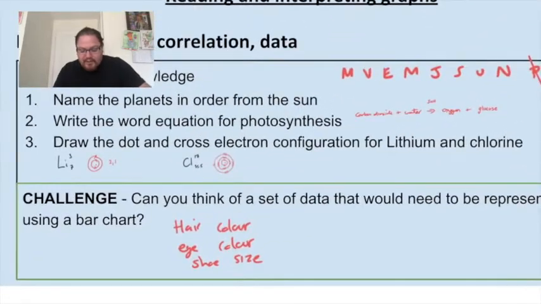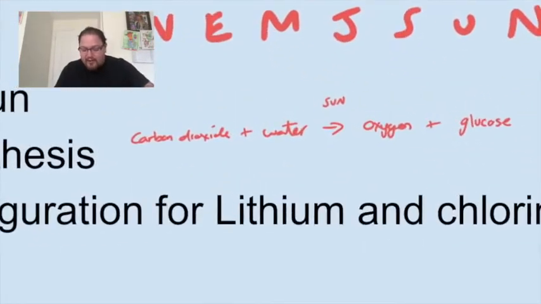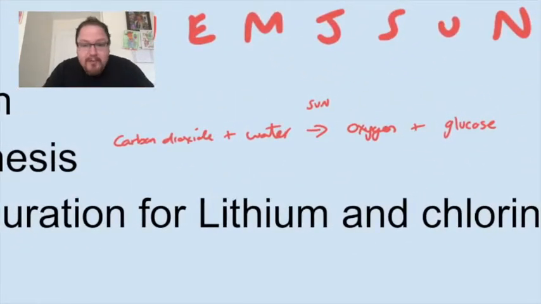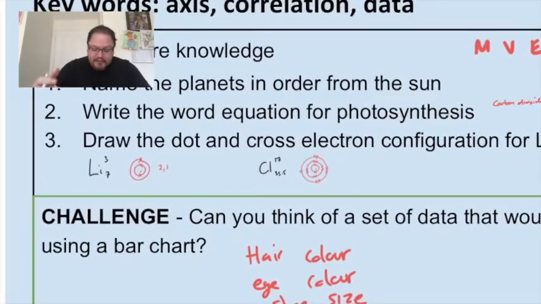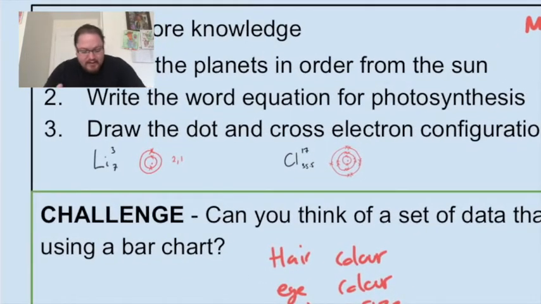Write the word equation for photosynthesis. Again, this is a really common question that comes up. We've got carbon dioxide plus water, with sun energy coming onto the plant, and then you've got oxygen and glucose as a byproduct it releases from the plant. So that's the word equation. I don't want to spend too long on the starter.